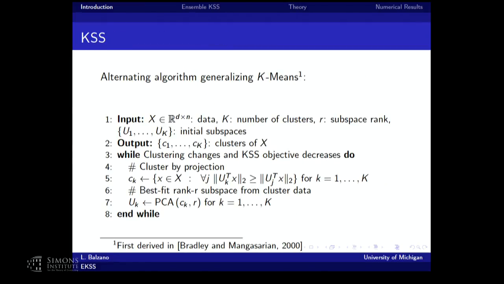There results a natural alternating algorithm equivalent to the K-means algorithm. This was first derived and presented about 20 years ago. And the algorithm is very natural. We need to know the number of clusters and the rank of each subspace. We start with some initialization of subspaces here, and then we alternate. We assign our clusters according to projection, whichever subspace is closest, you go in that cluster. And then we find the best rank R subspace from that cluster of data and repeat, okay? Very simple, very natural algorithm.